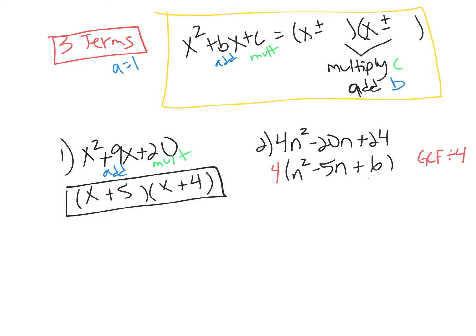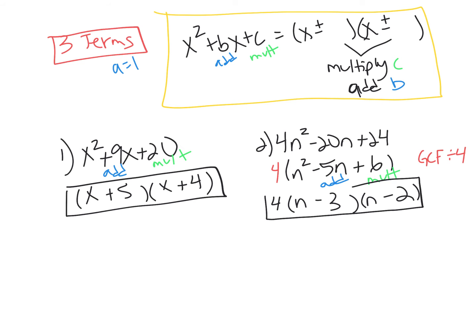And then I'm looking for two numbers that multiply to 6 but add to negative 5. Well, numbers that multiply to 6 but add to negative 5, that's going to be a negative 3 and a negative 2. Again, just carry down the GCF of 4. So 4n squared minus 20n plus 24 can be factored as 4 times n minus 3 times n minus 2.